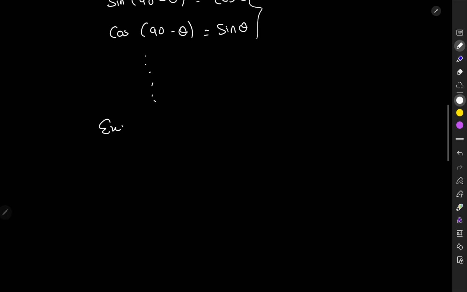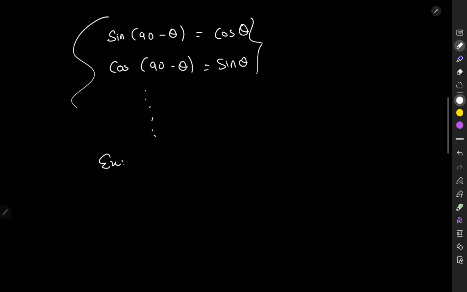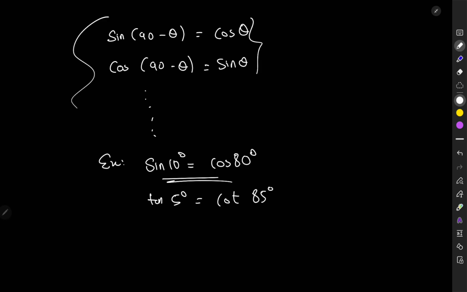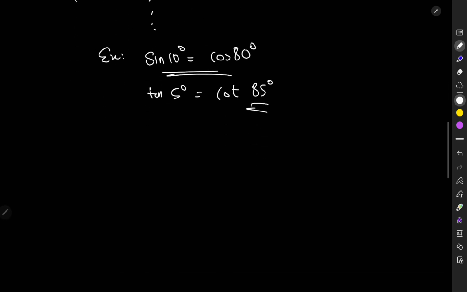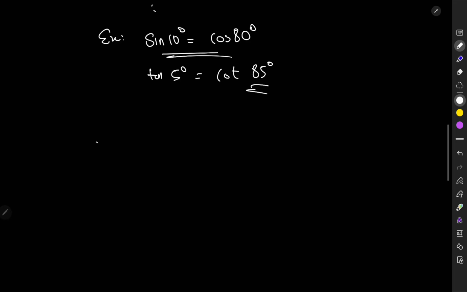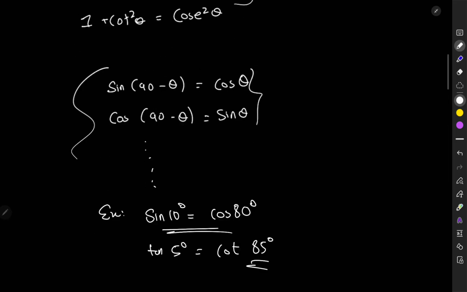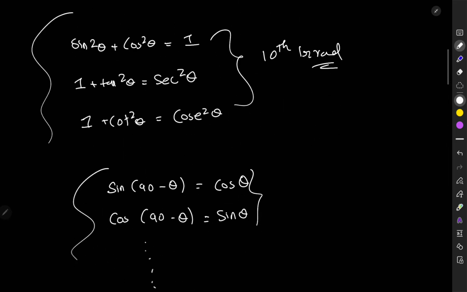So corresponding to this, I can tell that sin 10 degree will be equal to cos 80 degree, right? So similarly I can also tell tan 5 degree is equal to cot 85 degrees, right? So I can tell this. And let's see some applications of these formulas which we have used.